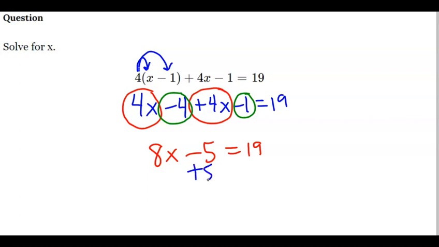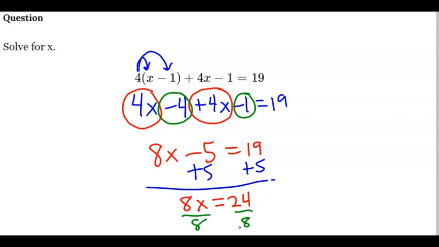Clear my constant first. Divide by my coefficient last, and get my final answer.